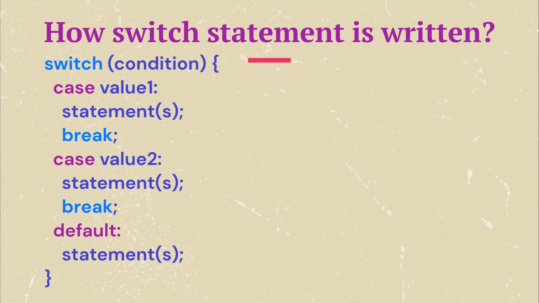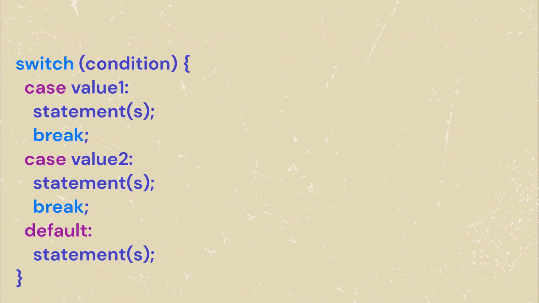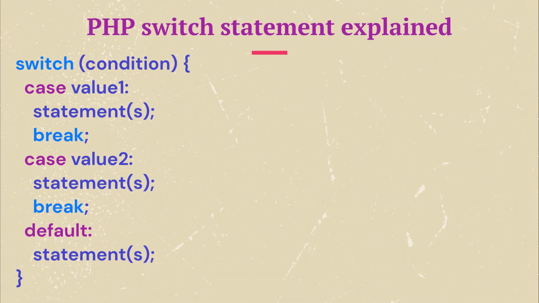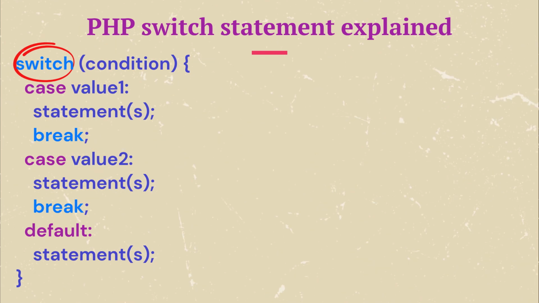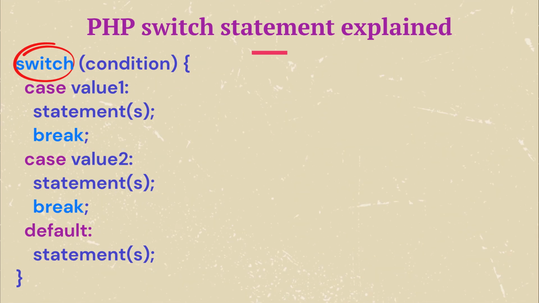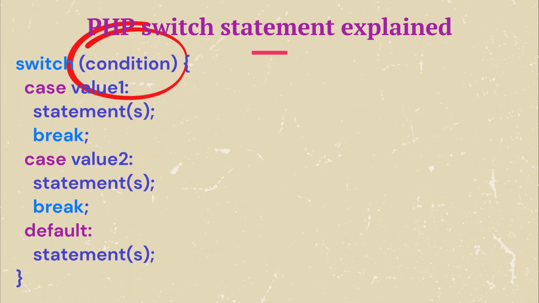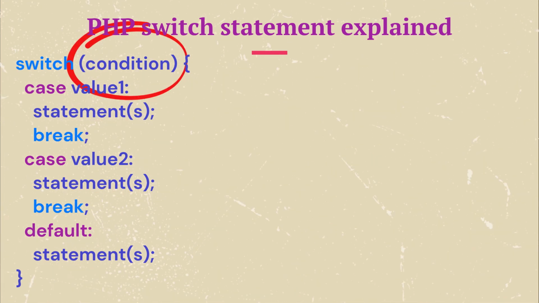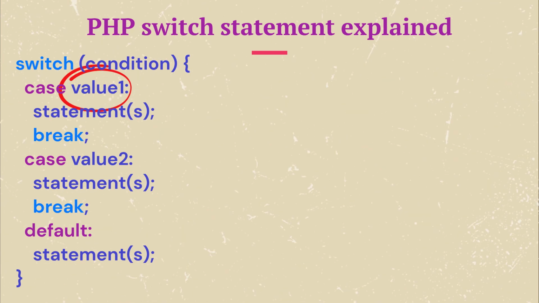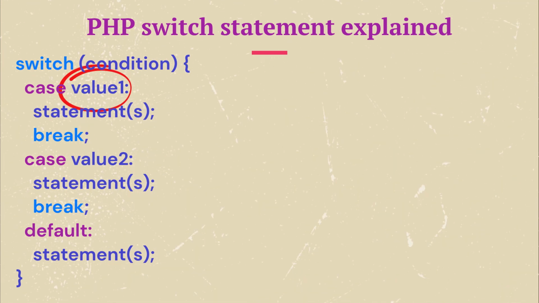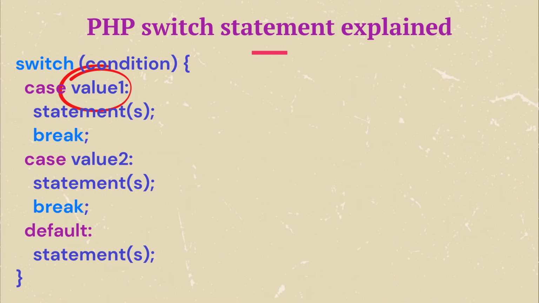Here is the syntax of writing a switch statement. Let us understand each part step by step. 1. The word switch is a keyword and has a special meaning to the PHP interpreter. 2. Condition is the variable whose values are tested. 3. Each value of the variable is considered as value 1, value 2, and so on.